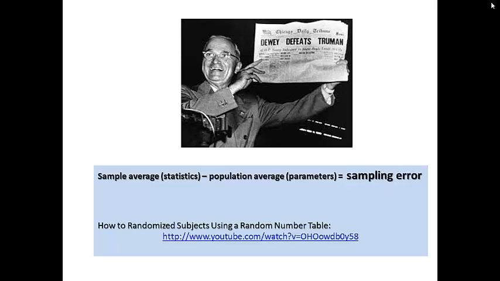Random selection assures that every potential subject in the population has an equal chance of being selected. This means that the sampling is free from bias. What I'd like to do now is show you how to use a random number table when you are truly randomizing subjects into a study.